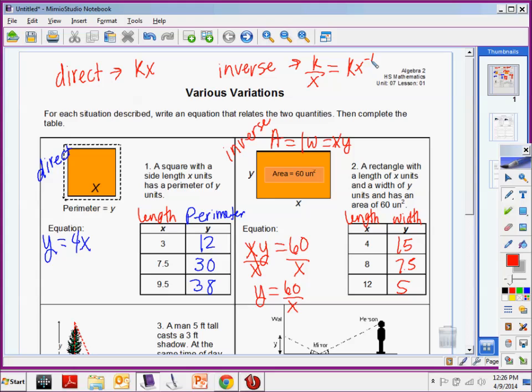So that's k to the negative 1. That is why this is a power function. So this type of direct variation is what kind of function? It's a linear function, right? Linear. And then the inverse created what kind of function? A power function. I told you.